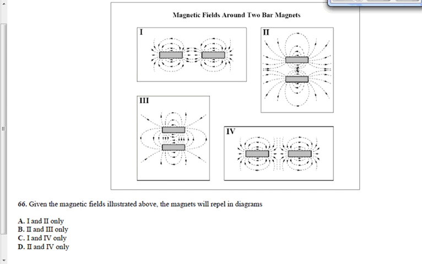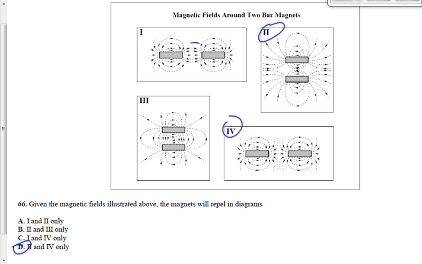Does anybody want to volunteer why you picked D? It's correct, right? But why did you pick D? Go ahead. So that would be 2 and 4, right? Go ahead. Good, perfect. Diagrams 2 and 4 show field lines being pushed apart.